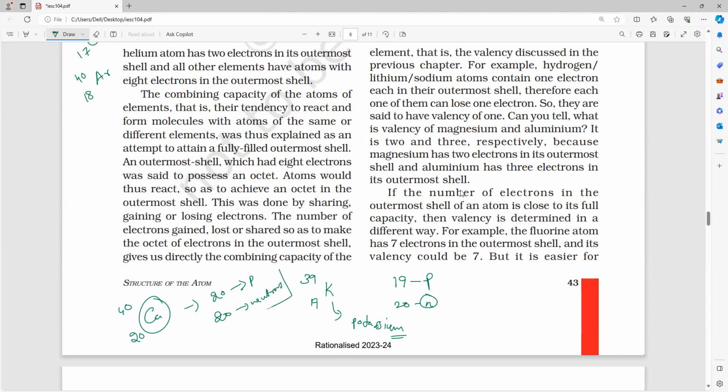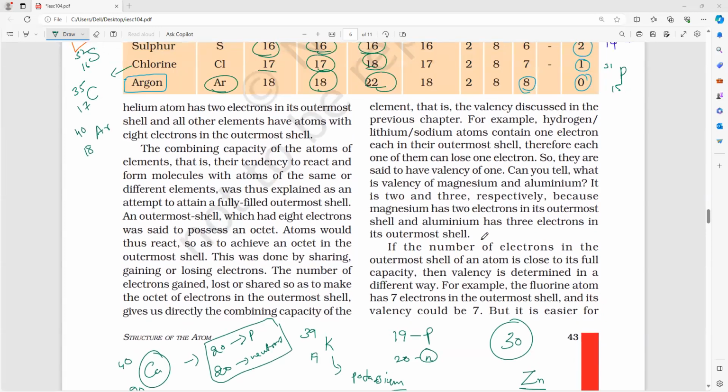Up to 20 elements at least you have to learn. But if you learn up to the 30th element, that is zinc, I am very happy. It will be even better for you. That is the expectation. I hope you all understand. Now, if you go through these paragraphs, you will find the duplet rule and another one.